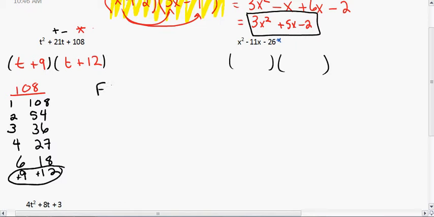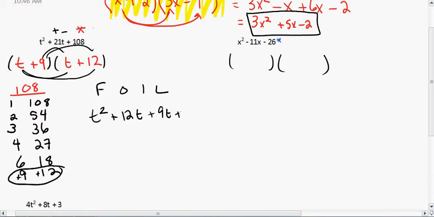We'll FOIL this. First, outside, inside, last. So my first terms are t times t, which is t squared. My outside terms, t times 12 is 12t. And that's positive. My inside terms are 9 times t, which is 9t. And my last terms are 9 times 12, which is 108. If I combine my like terms here in the middle, I'll end up with t squared, 12 plus 9 is 21, plus 21t, plus 108.